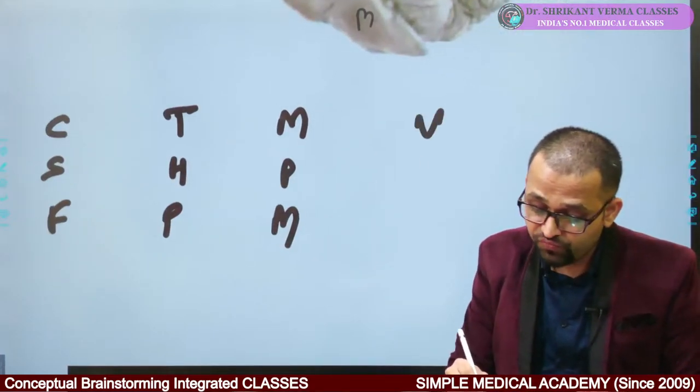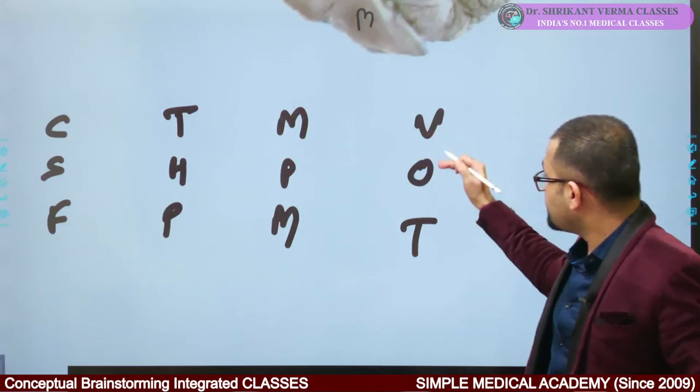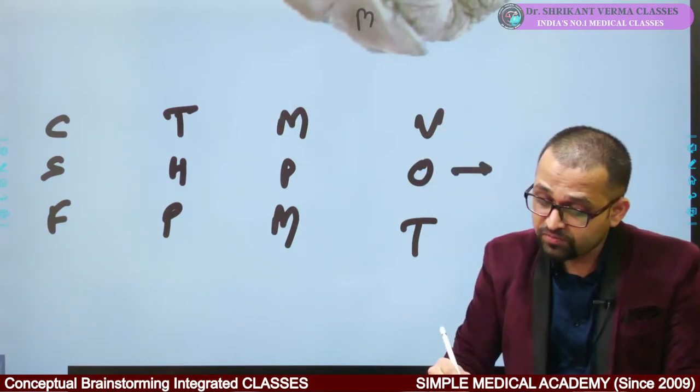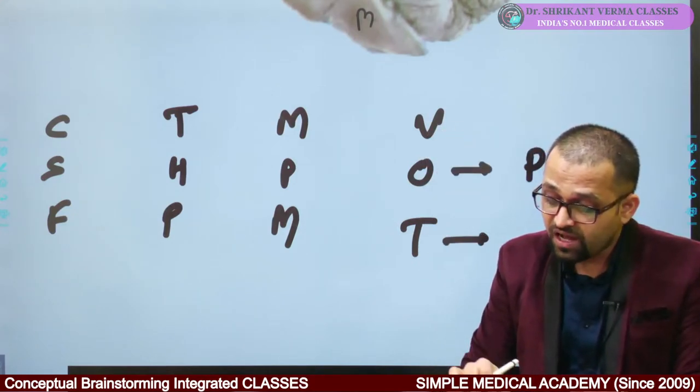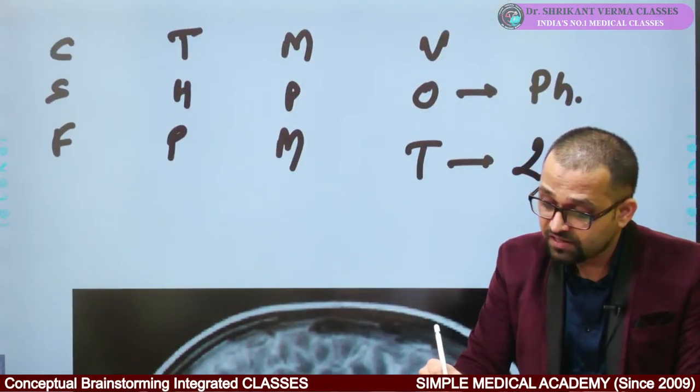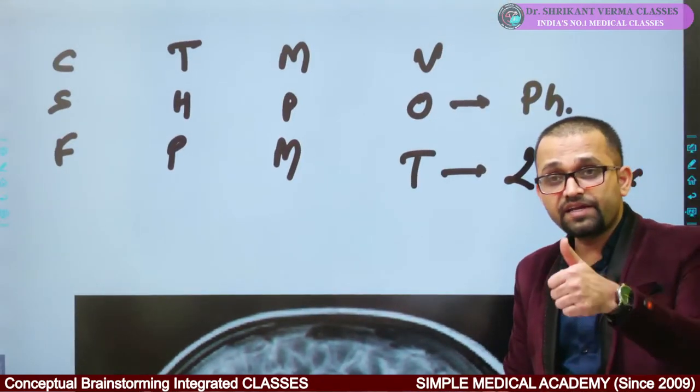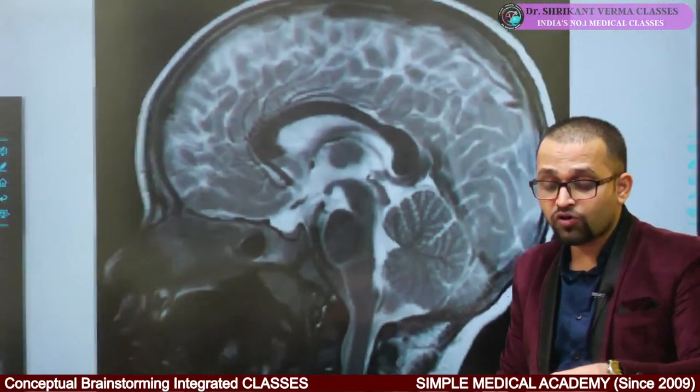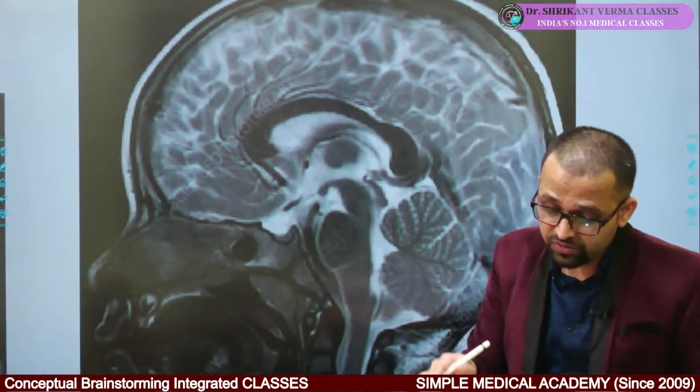And then I told you VOT: vertebra, esophagus, trachea. Upper part of the esophagus, sir, pharynx. Upper part of the trachea, sir, larynx. Simple. Agree? So let's start the radiology. I'm not talking about the anatomy. We are talking about the radiology.